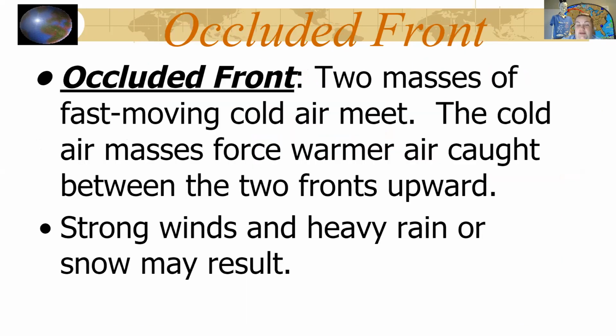An occluded front. You have two masses of fast-moving cold air meet. And so both of these are cold air, and when they come together and they slam into each other, that warm air mass that gets caught in the middle here is forced upward. And when you have that occluded front, you have strong winds and heavy rain or snow.